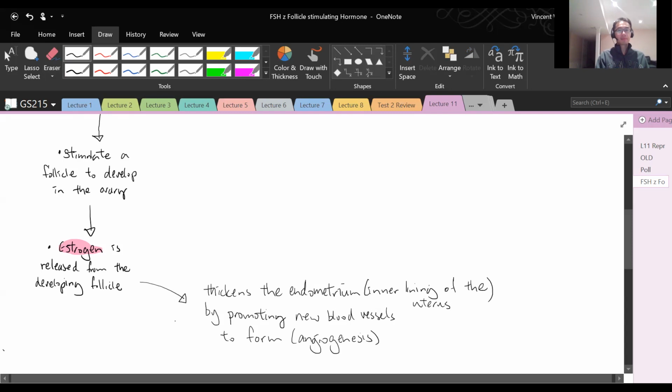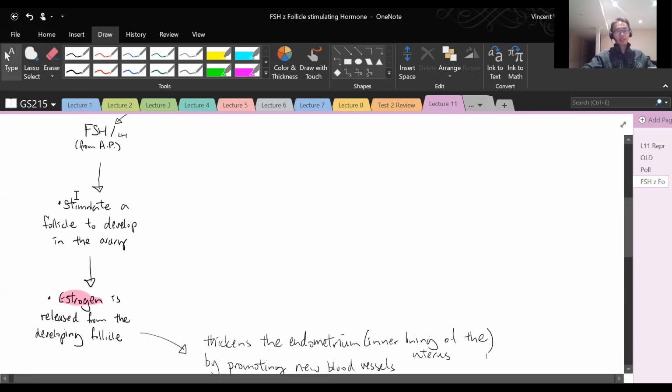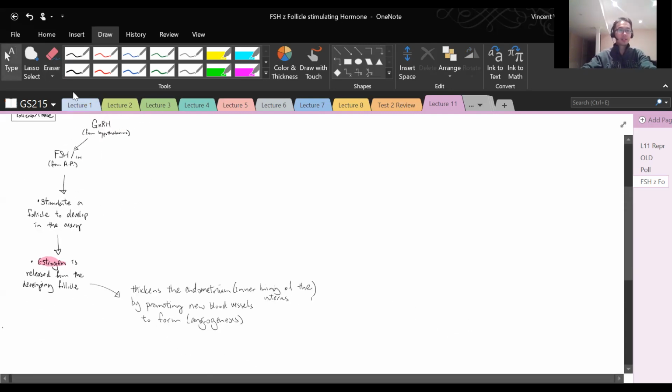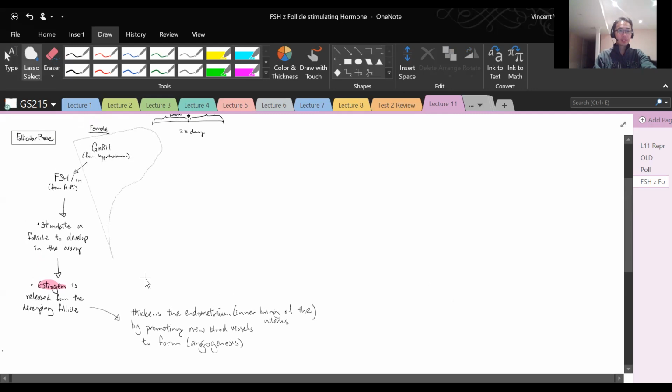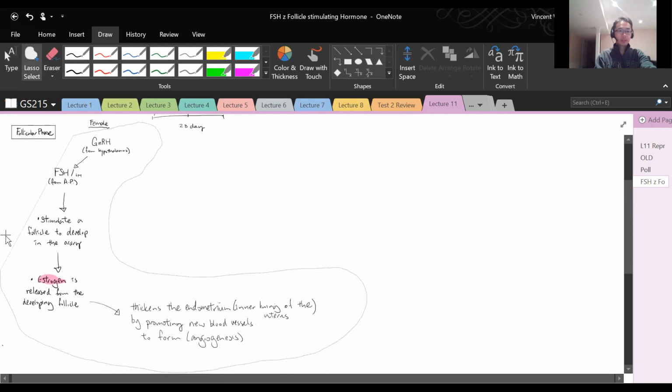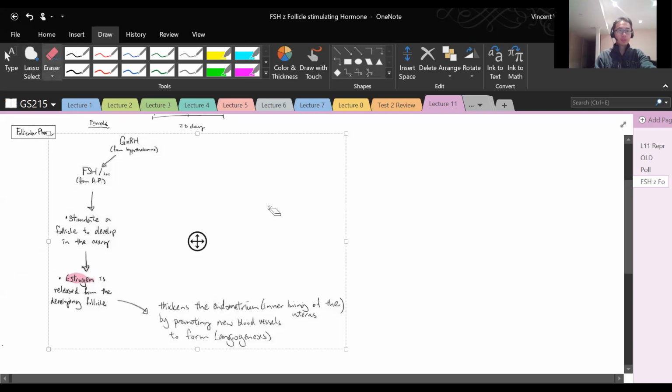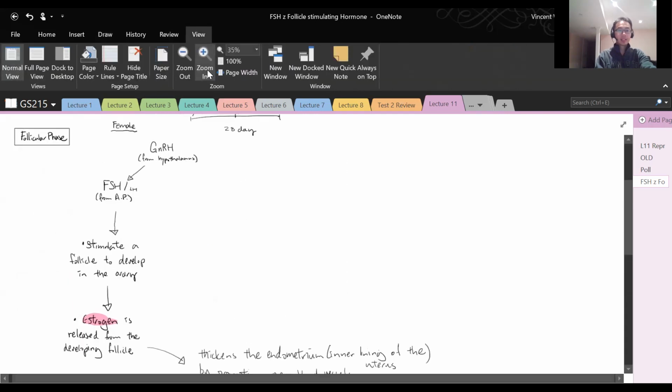Okay. Give me a second. I'm just going to move this stuff on the side. I need more space. Oh, sorry. Move it over a little bit. Okay.